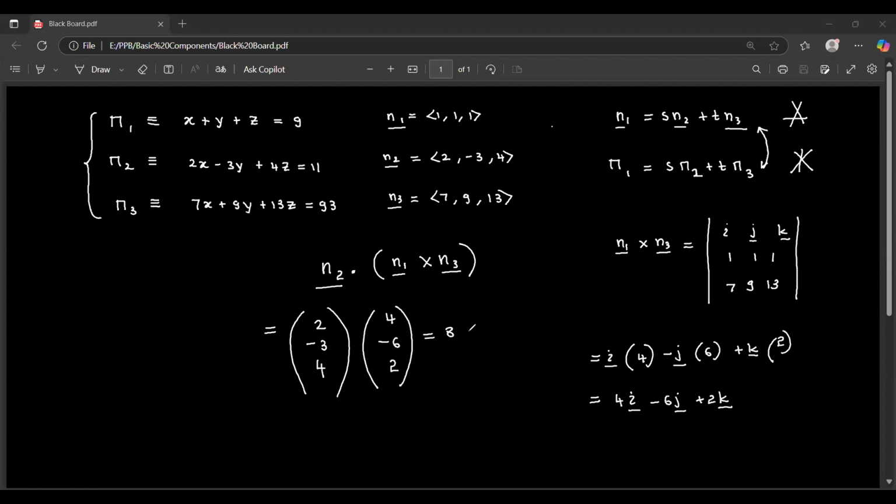That is equal to 8 plus 18 plus 8, which is not equal to 0. Therefore they have a unique solution. They do have a unique solution. This is how you can say this specific set of three planes has a unique solution. I'm not going to go through how to solve this yet.